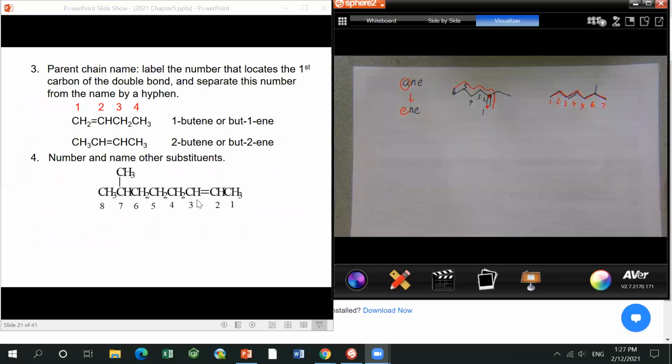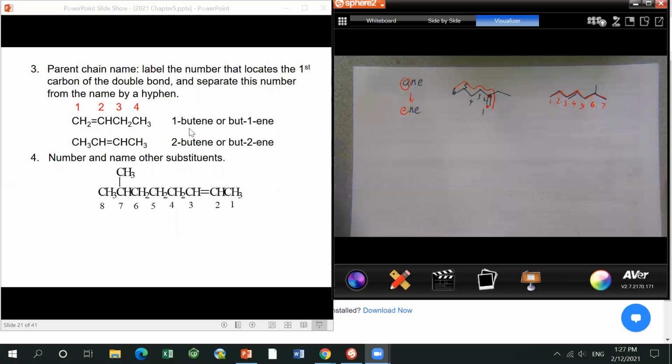All right, once we have the longest carbon chain and the numbering, we can name the parent chain. The parent chain is similar to the saturated one, the alkane. The only thing to keep in mind is that the ANE becomes ENE, and you also need to label the double bond location numbers, because you need to tell people where the double bond is on the chain.